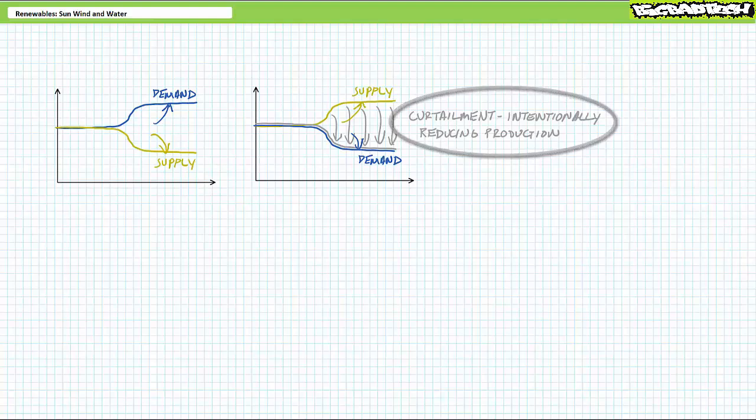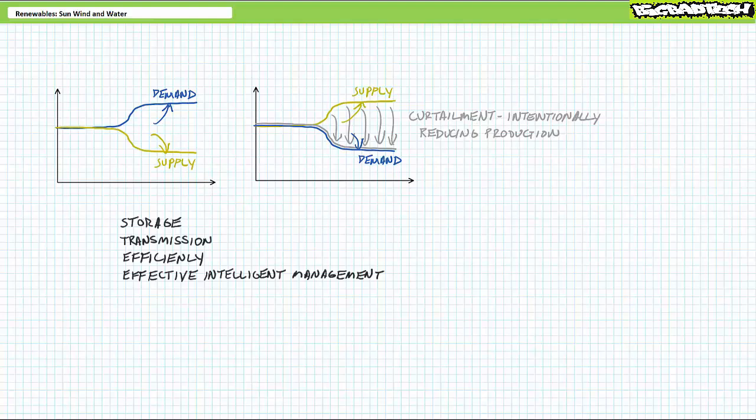These scenarios illustrate the fundamental requirements towards developing an all-renewable grid. In addition to generation from renewable resources, we need to consider storage, transmission, efficiency, and effective intelligent management.